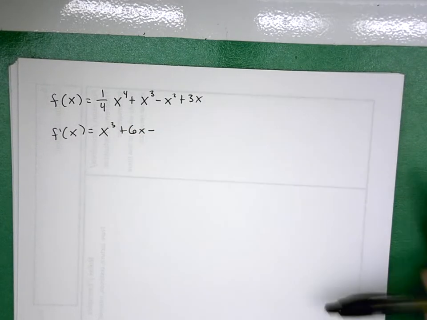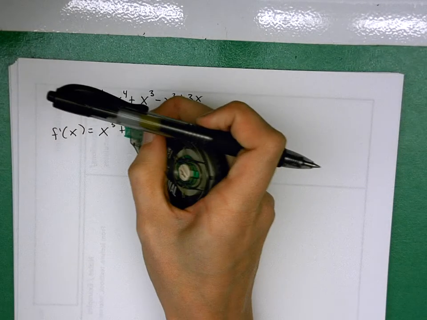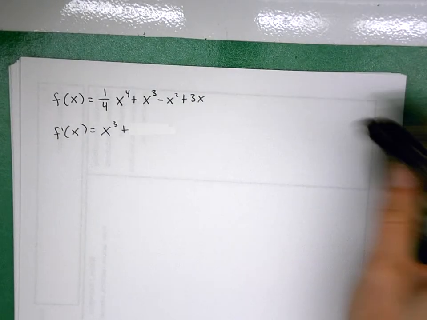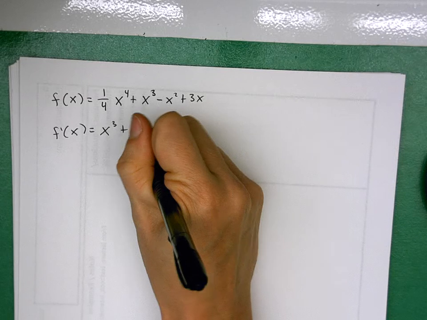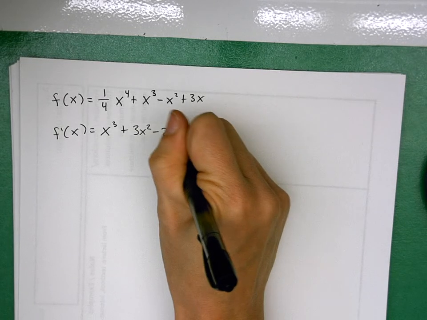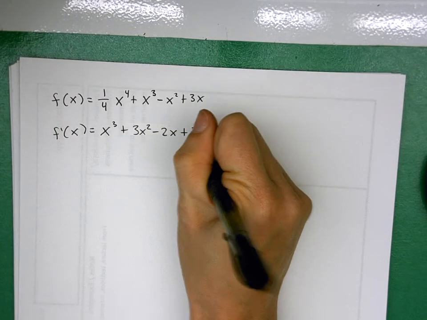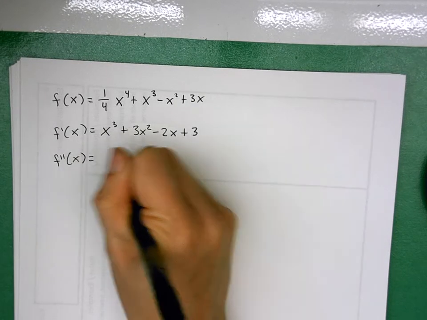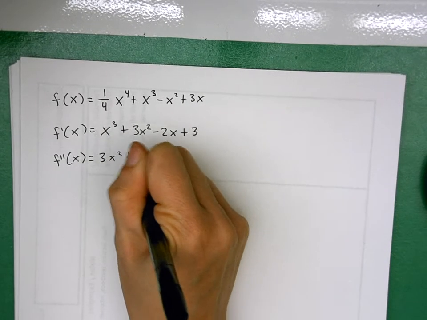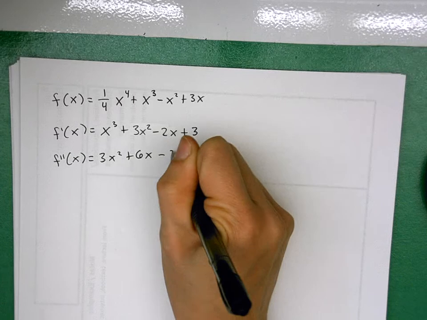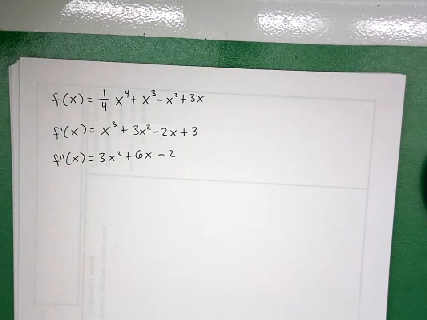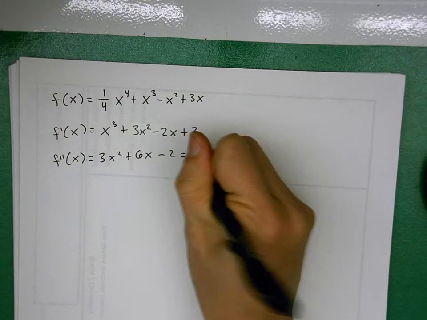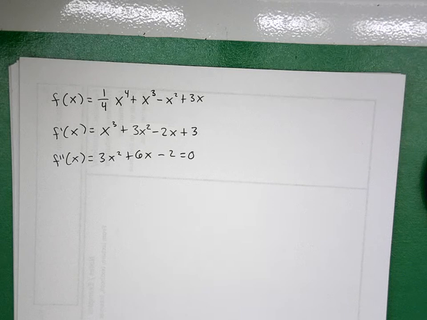Wow, I apologize. Let me back up. My first derivative is going to be x cubed plus 3x squared minus 2x plus 3. And then my second derivative, that's where the 6x is going to be, is 3x squared plus 6x minus 2. And where does this equal 0? Okay, so first and second derivative there.